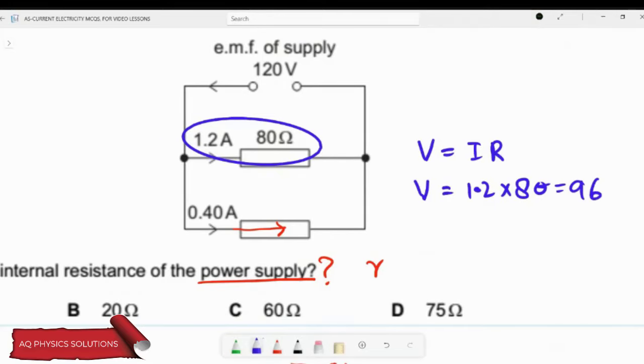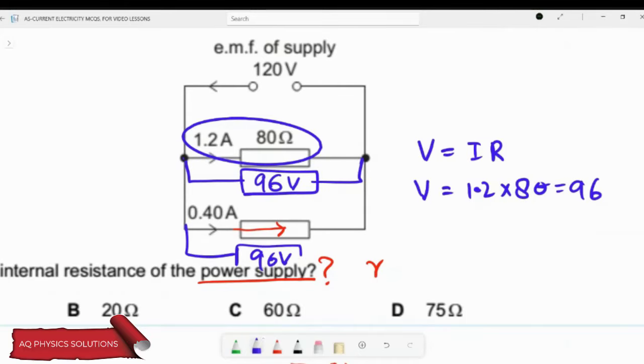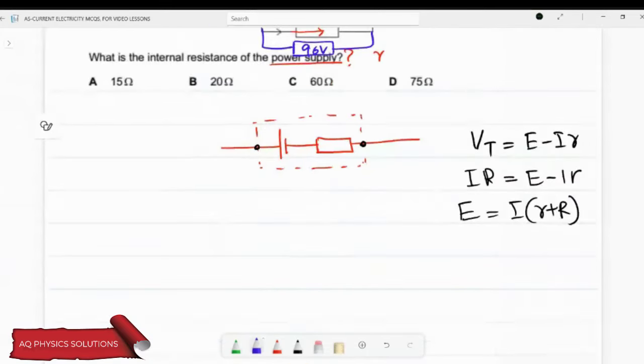So it means that 96 volts are there across this resistor. It means the same 96 volts would be across this resistor, 96 volt. So actually this 96 volt is my output terminal potential. So here I can say that this value is 96 volt. But to reach this point, I have to calculate the internal resistance.